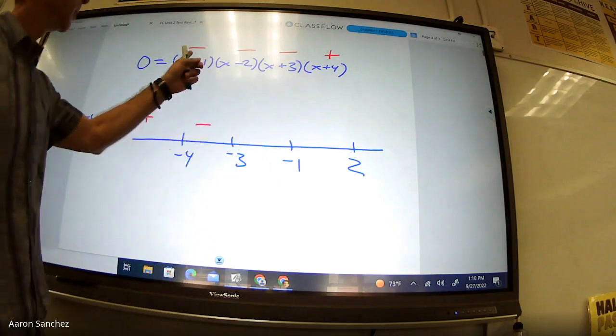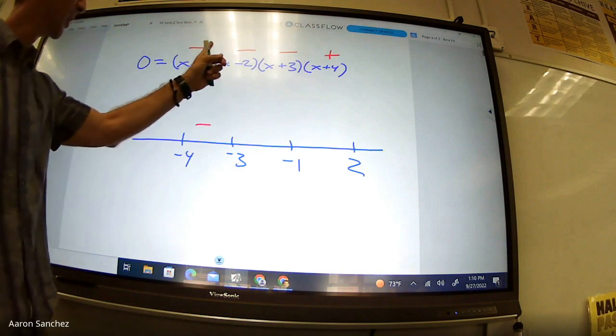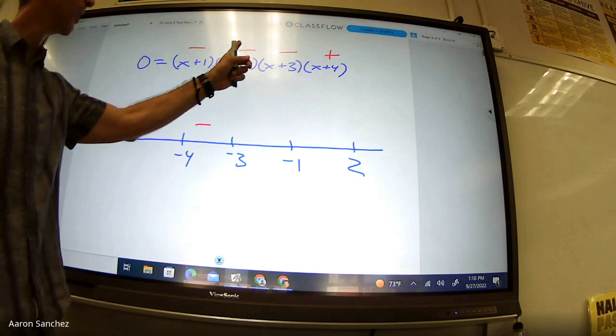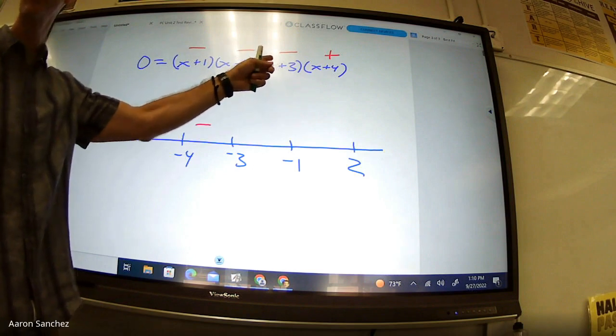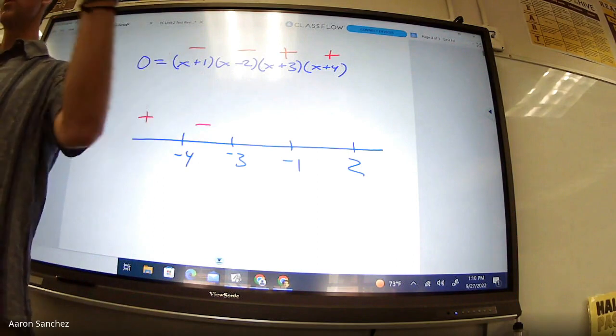-2. -2 plus 1 is -1, negative. -2 minus 2 is -4, negative. -2 plus 3 is +1, positive. 2 negatives, positive.